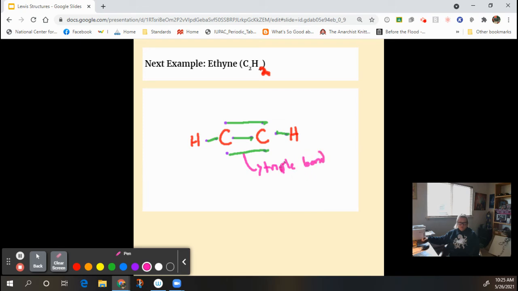Why we care so much about the number of bonds that can form is the more bonds you have, the more energy that's contained in those bonds. So it takes more energy to break those bonds. We'll talk about that maybe before the end of the year.